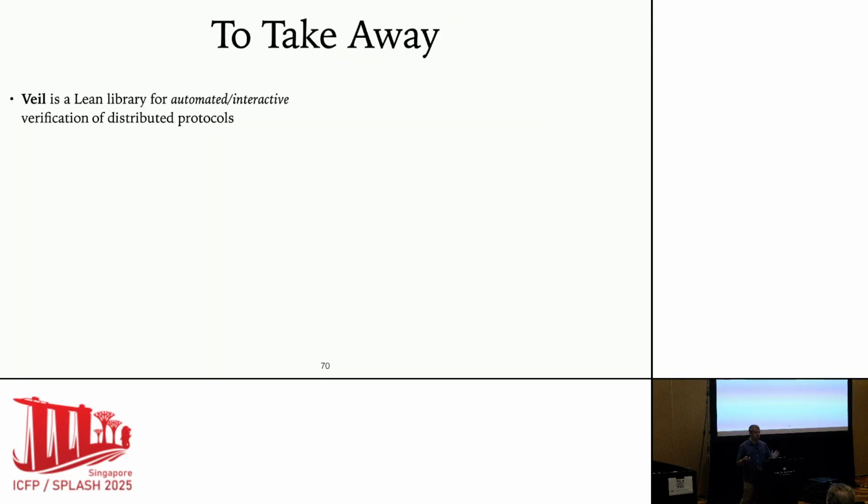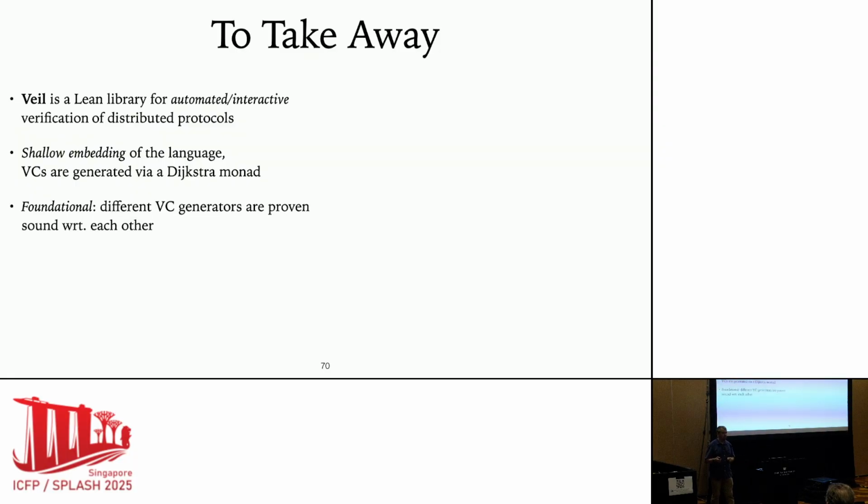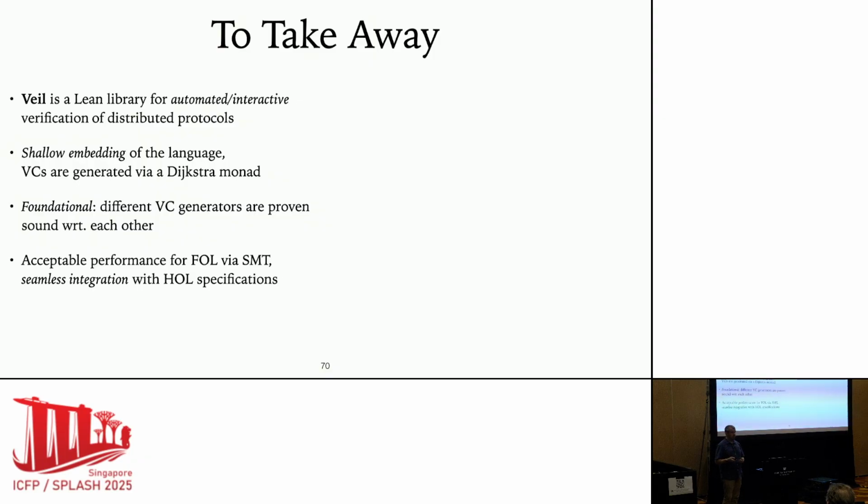And just to take away, what I've shown you is a Lean library for multi-modal, i.e. automated and interactive, verification of distributed protocols in Lean. It's a shallow embedding. It takes full advantage of Lean as a programming language. It's foundational, because verification condition generators are verified to be consistent with each other, and it has reasonable performance when it comes to automation, but also gives seamless integration of interactive proofs.